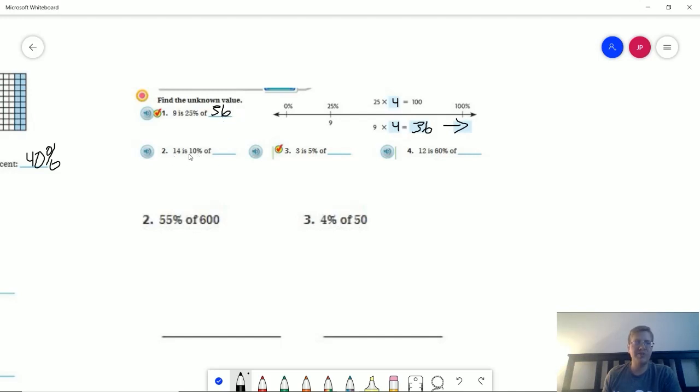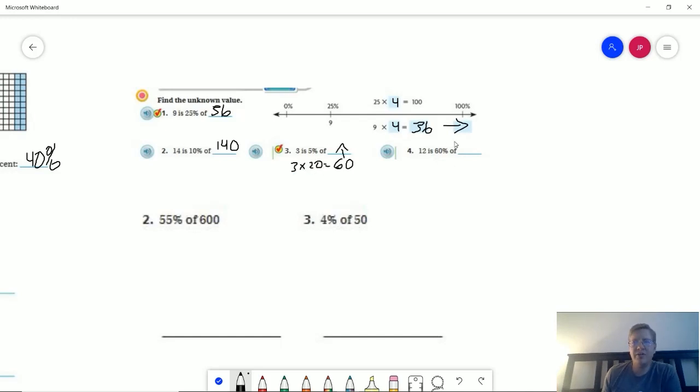14 is going to be 10%. Well, I can know that I can do 10 times 10 to get to 100%, which means my answer for this one I could do in my head by putting a 0 at the end. So 14 is going to be 10% of 140. For number 3, 3 is going to be 5% of a certain number. So what we could do is figure out what number we can multiply 5 by to get to 100. And so that would be 20. And I can do 3 times 20 equals 60.